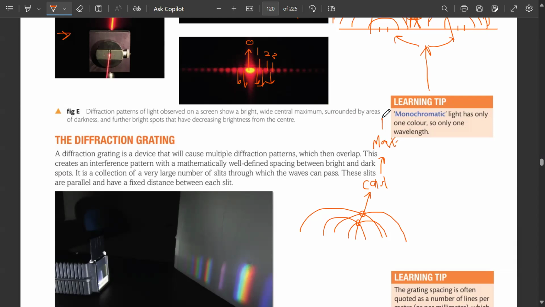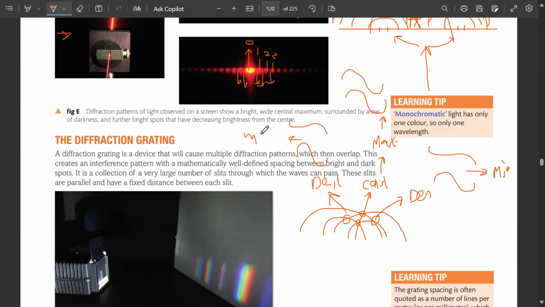What does constructively mean? That the two waves were exactly in phase with each other. But at some points, such as this one or this one, they will meet destructively because the waves are out of phase. Here you will get a minima. Why minima? Because when out of phase waves meet, the result is zero. They will cancel each other out, exactly cancel.